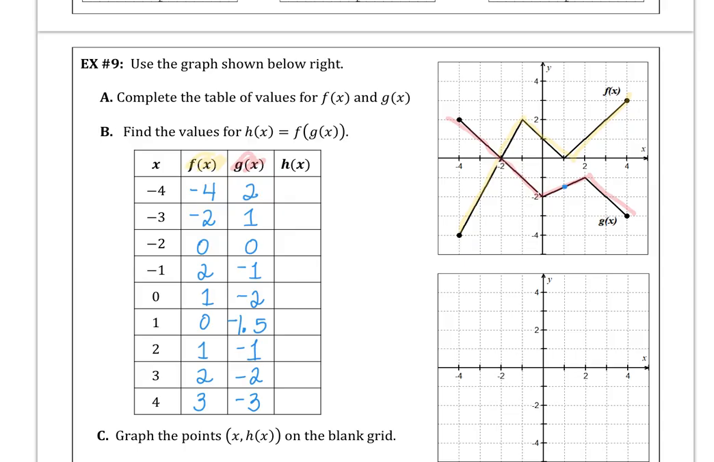And then the h of x is the composite. So you may need to do a little thinking here. I want to get rid of that highlighting. So I want to think about this. If we take the g of -4, that's 2, and I want the f of 2. The f of 2 is 1. So this will be a little bit slower.